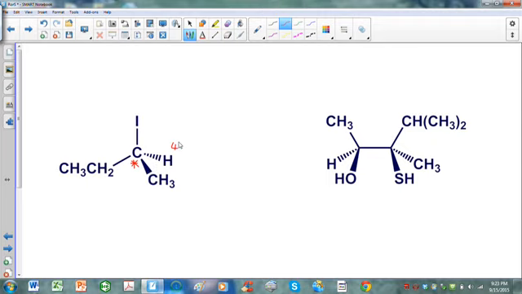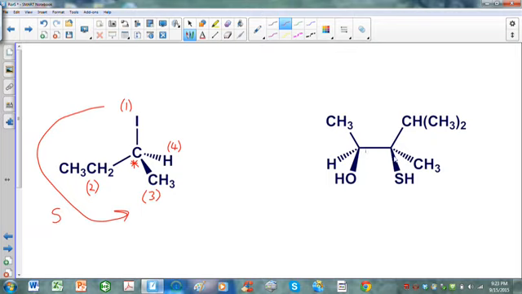Hydrogen, if it's present, is always going to be the lowest priority group. So we have a methyl, we have an ethyl, and we have an iodine. Now iodine's pretty big atomic mass-wise, so that's going to be number 1. For the same reason as we saw before, the ethyl has higher priority than the methyl. Therefore, when we go around here, we go counterclockwise. The stereochemistry about that carbon is S.